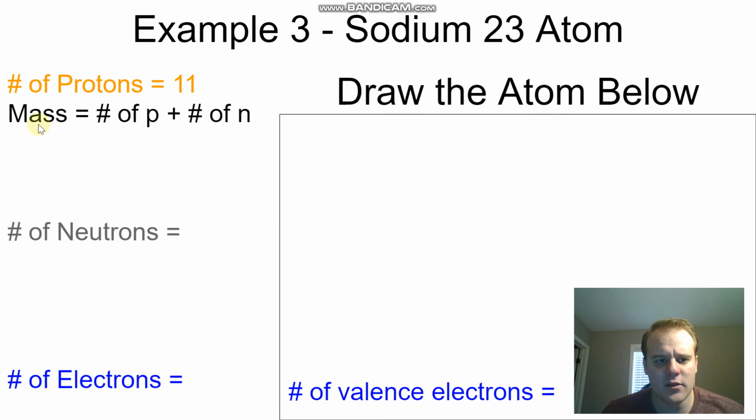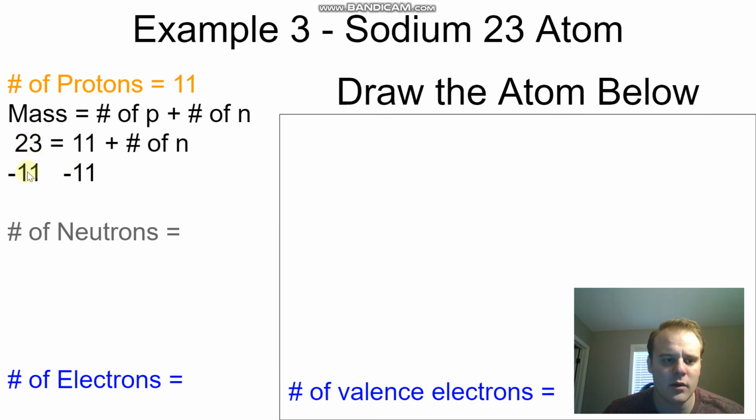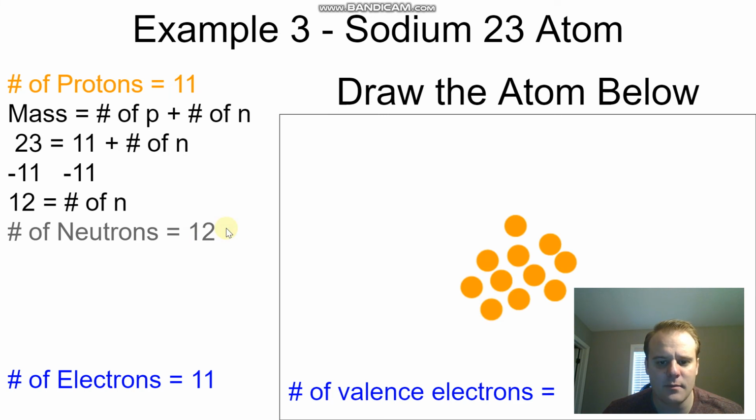Okay, now we're going to do the same thing as we did before and plug into this equation. The mass of sodium is 23. I'm giving that to you. The number of protons is 11 right here. And we're going to solve for the number of neutrons. So to get the number of neutrons by itself, we're going to have to subtract 11 from both sides. 23 minus 11 is 12. This atom has 12 neutrons. Okay, number of electrons is the same as number of protons, 11.